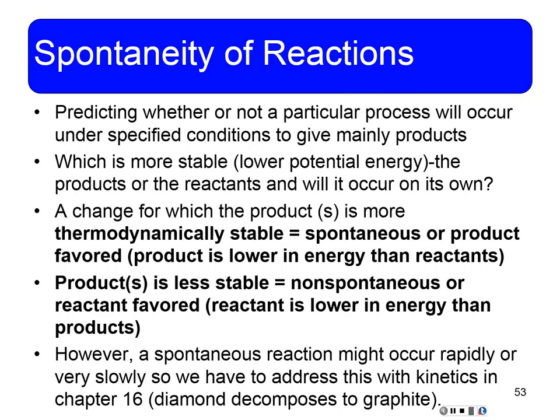Let me think backwards here. So here's your reactants. We had an activation barrier, and then here are the products. Lower in energy than reactants. If the product is less stable, I'll do this, then it's going to be non-spontaneous, meaning it's reactant favored, because it's going to go this way instead of this way. And the reactant is lower in energy than the products.